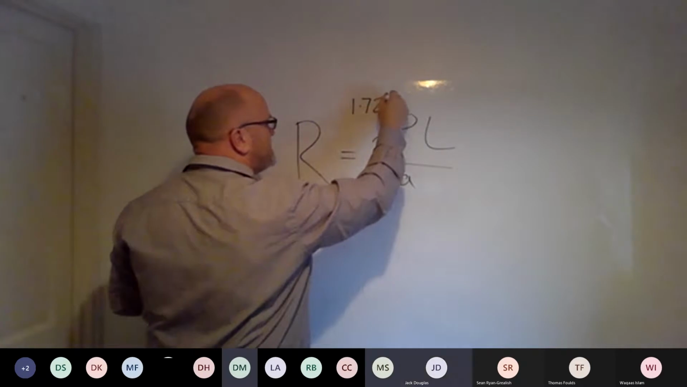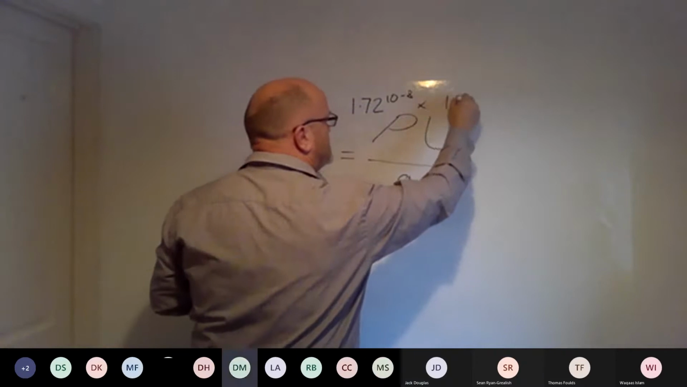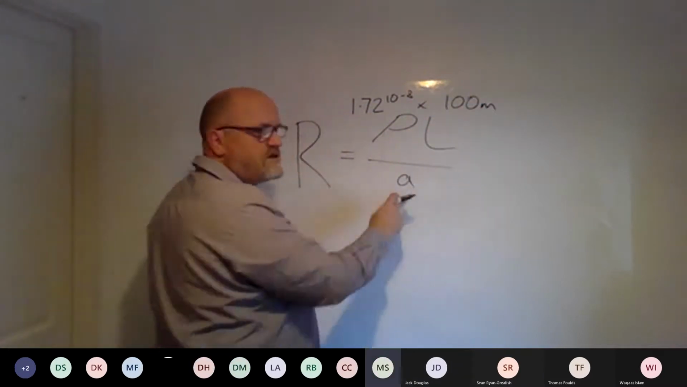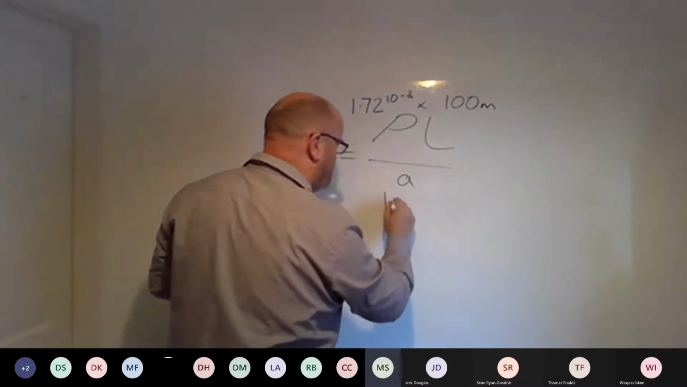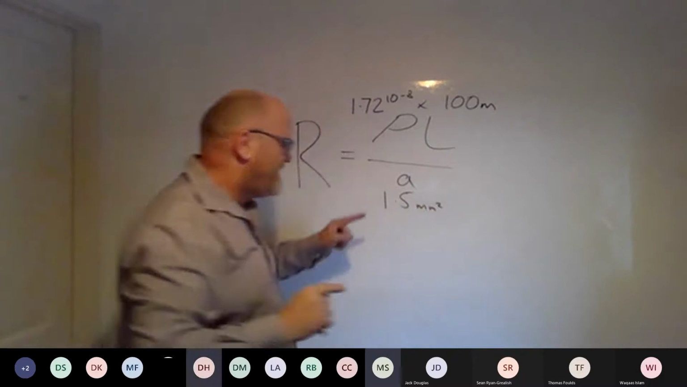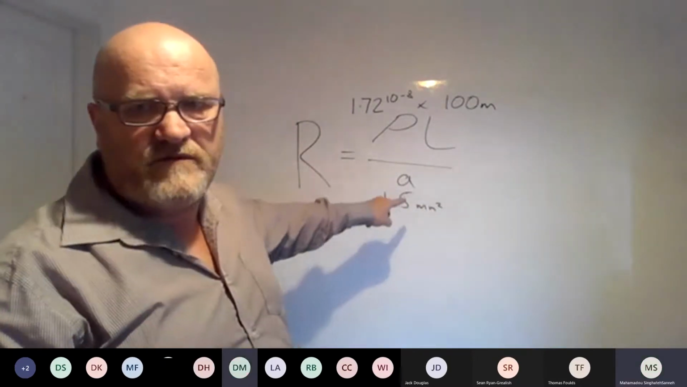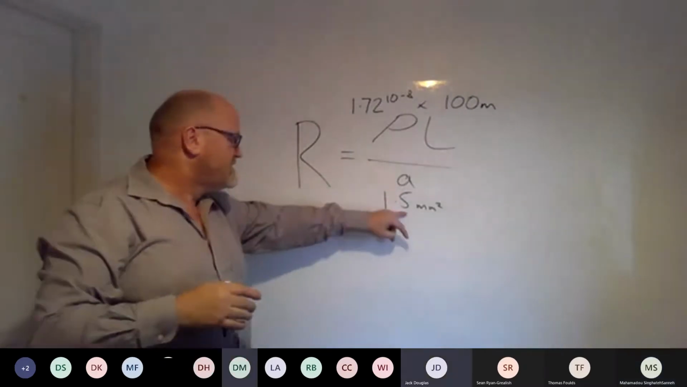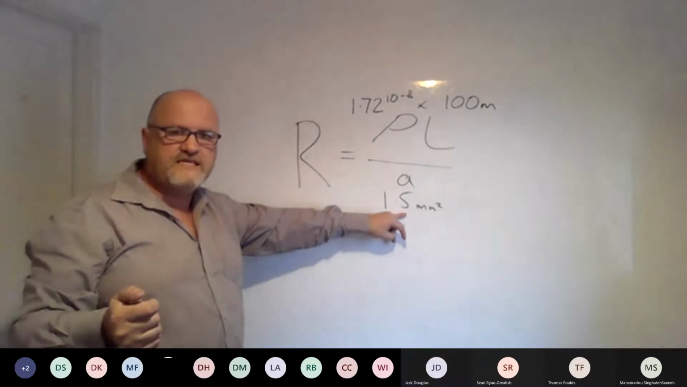1.72, 10 to the minus 8, times length, which is going to be 100 meters. And I'm going to use, give me a size of cable. 1.5. Yeah, come over here. 1.5 millimeters squared. Really? Now, you can't put 1.5 millimeters squared in your calculator, can you? No. I would have put 1.5 or 2.5 or 4 millimeters in my calculator.